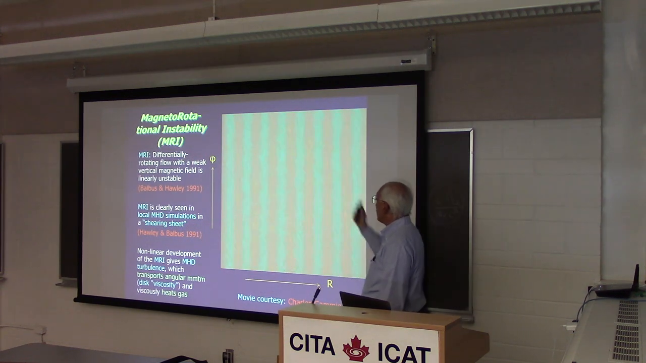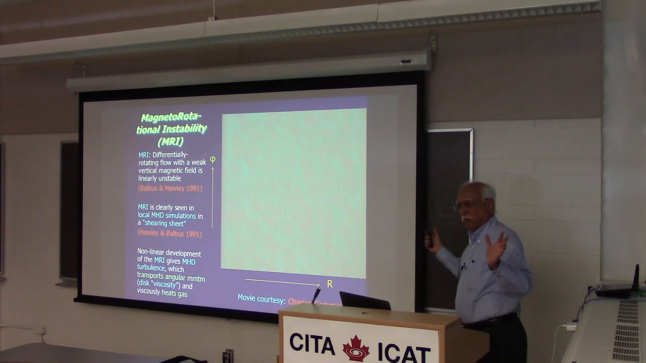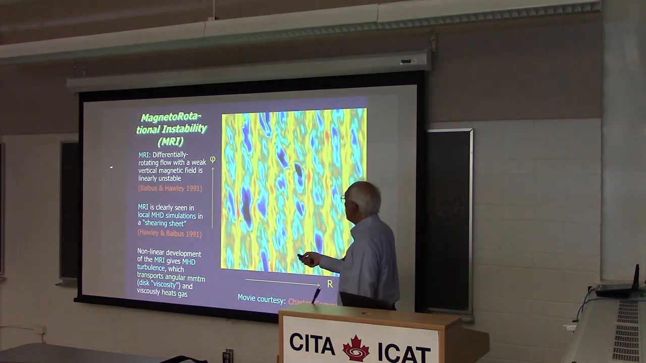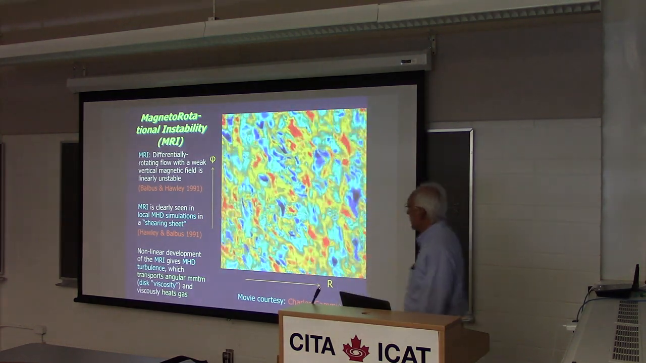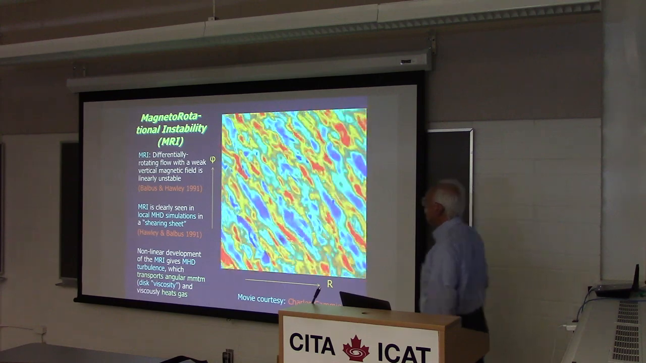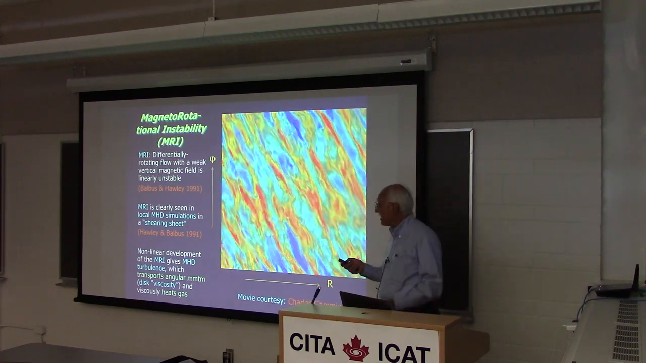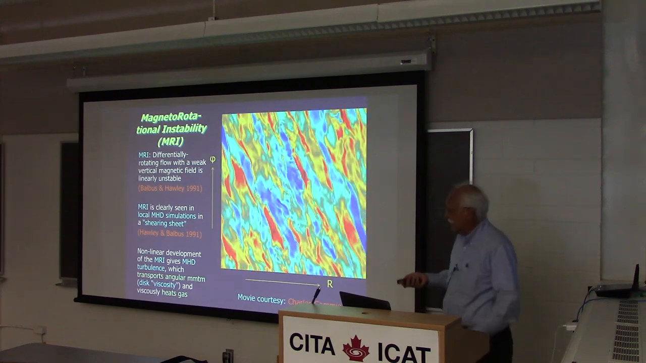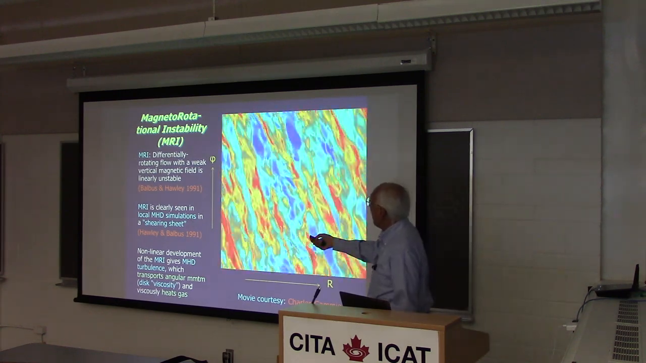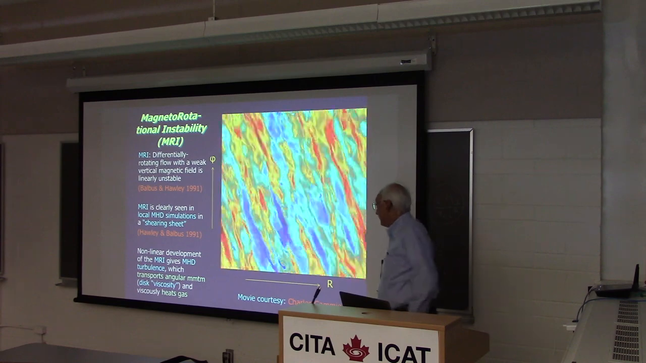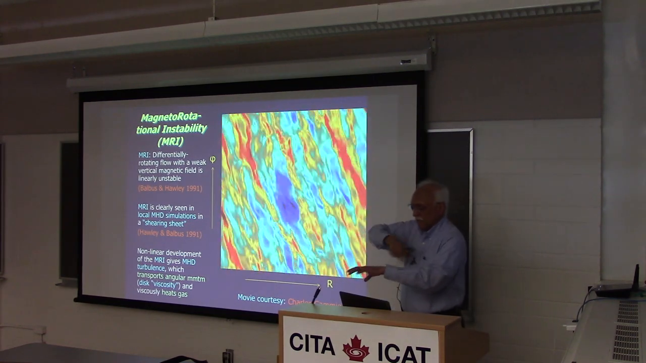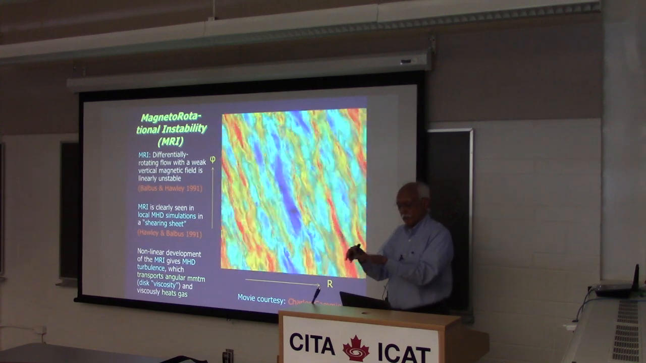So this is something I'm sure all of you know about. I'm not going to dwell too long. But this is a great breakthrough by Balbus and Hawley in 1991, who discovered or technically rediscovered this particular instability, which had been seen earlier, but nobody recognized its importance. It's called the magnetorotational instability. And the nature of this instability is the following. If I have a differentially rotating system, i.e.